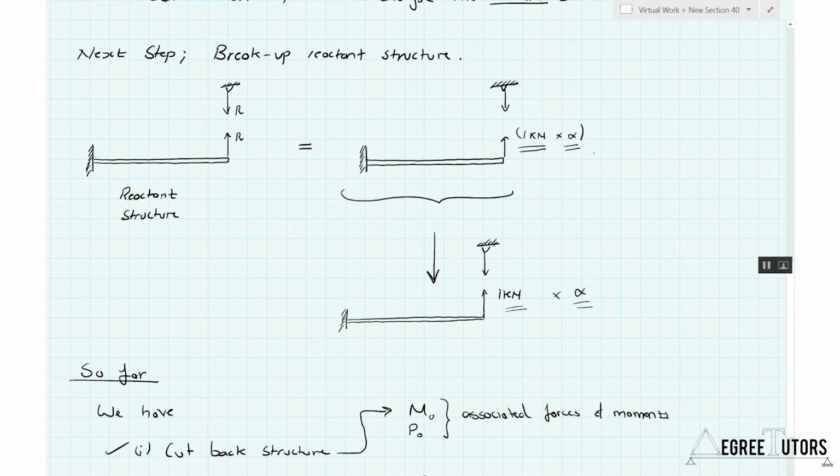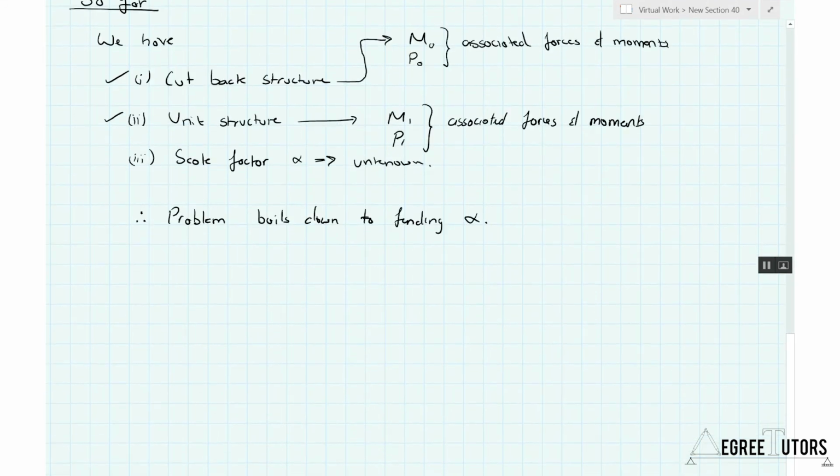Now 1 kilonewton is just 1 kilonewton. That means that alpha is actually the unknown force in the tie. And once you have the unknown force in the tie, you have unlocked the whole thing, and it becomes a very straightforward question to consider.